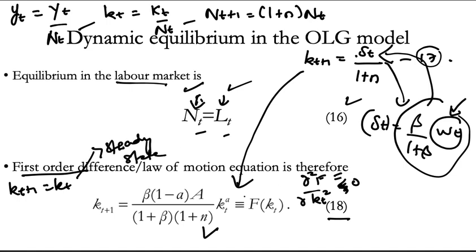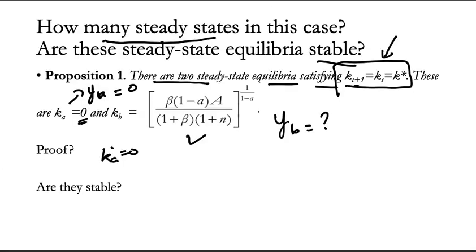So if this one equals this, one possibility is you put this one at 0, multiply by the whole thing, and this one is also 0. So that's the first steady state. Now, the second steady state is this. How do you find it?